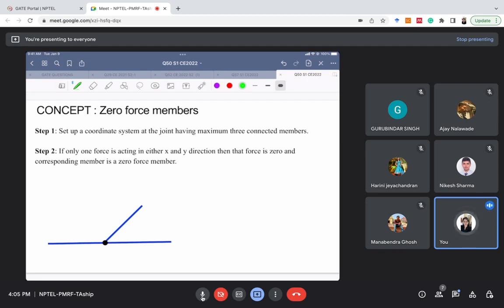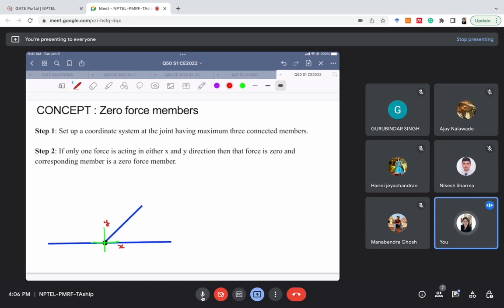So step 1 is, for a given joint, we have to set up a coordinate system. For example, let's say it's a joint. The first step is we need to set up a coordinate system at the joint having maximum 3 connected members. Okay, so we need to choose a joint which has maximum 3 connected members. We will set up a coordinate system for it. Let's see how. So for this particular joint, I have put a coordinate system. Let's say it's y and it's x. Okay, so the first step is done.